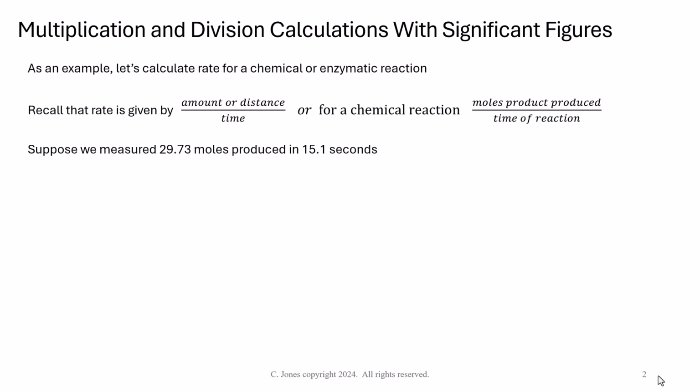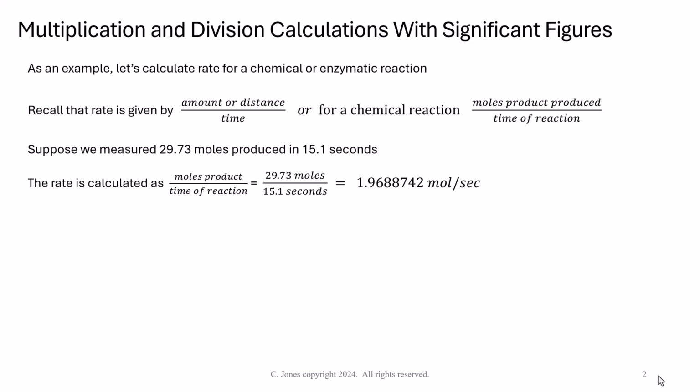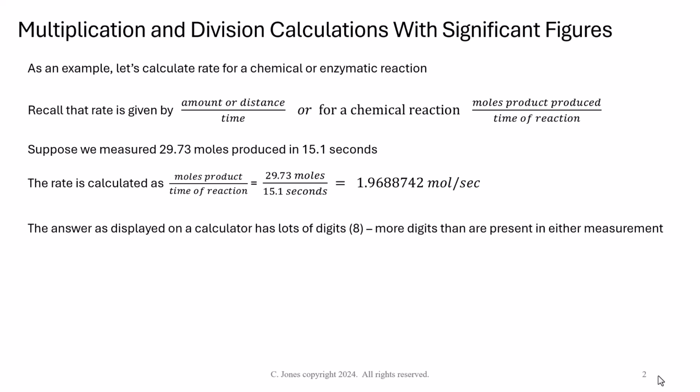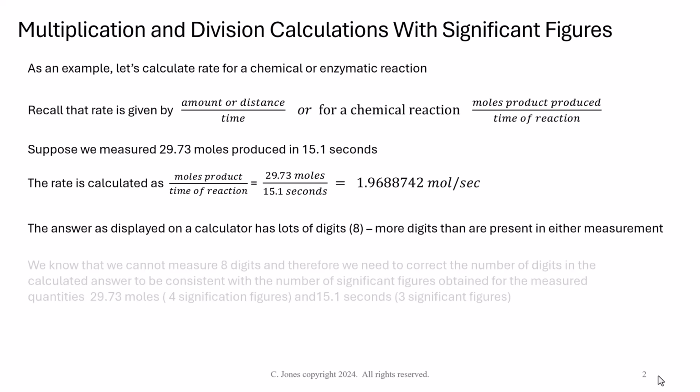right, for a time of 15.1 seconds. So to do the calculation, we have moles of product divided by the time of reaction, which is 29.73 moles divided by 15.1 seconds. And when you put this into your calculator, the display reads 1.9688742 moles per second. So that answer has lots of digits, way more digits than were present in either measurement.